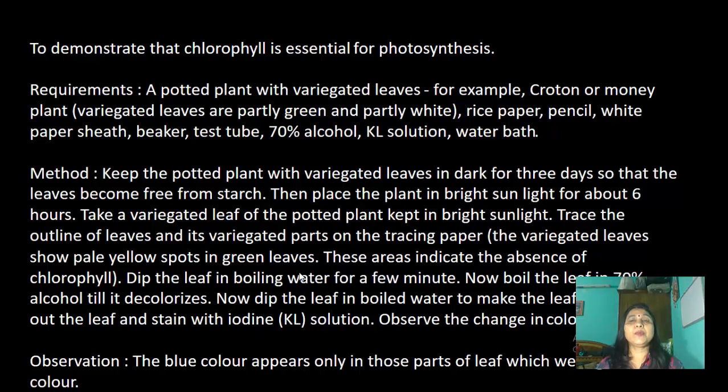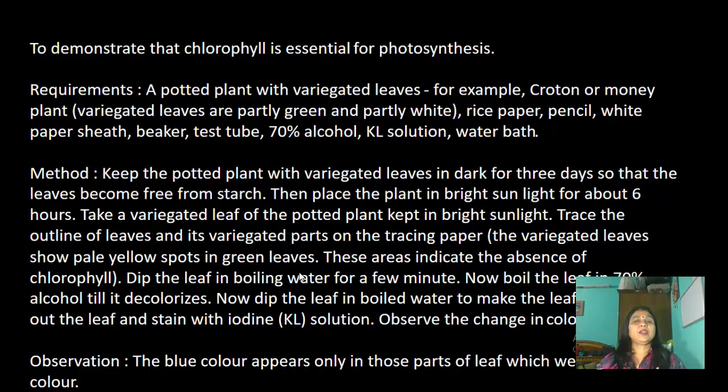You have to take rice paper, pencil, white paper sheet, beaker, test tube, ethyl alcohol, potassium iodide solution and water bath. Now what is the procedure or method? Keep the potted plant with variegated leaves in the dark for 3 days so that the leaf becomes free from starch.